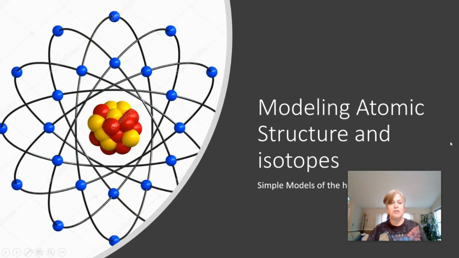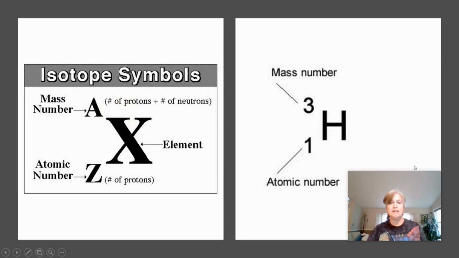So I'm just going to show you a few review things. Remember the isotope symbol. On the periodic table, it just gives us the average mass, the AMU. But in order to make a model, we're going to have to know exactly, for that particular atom, how much does it weigh? How many neutrons does it have? So this is the isotope symbol.